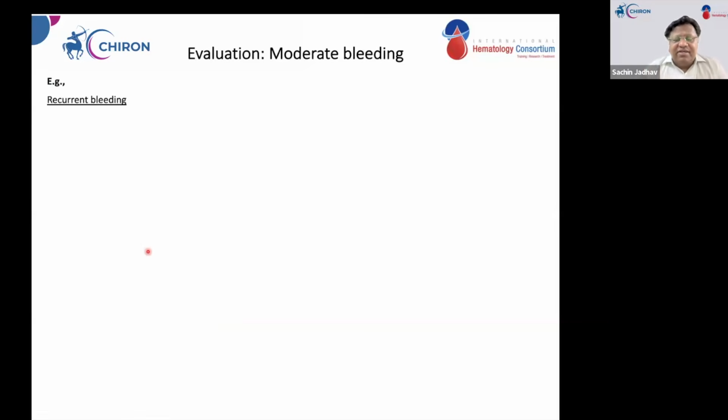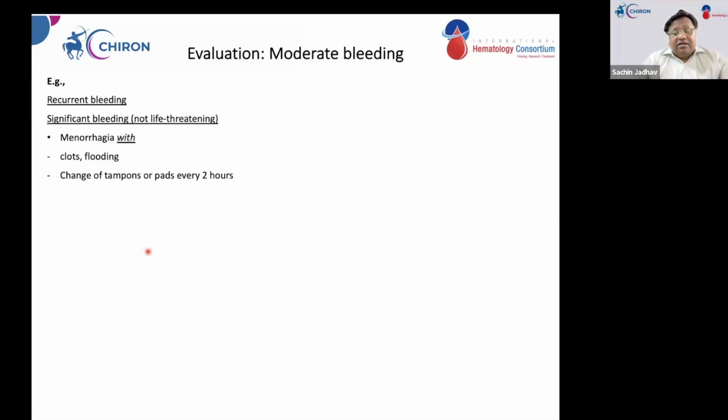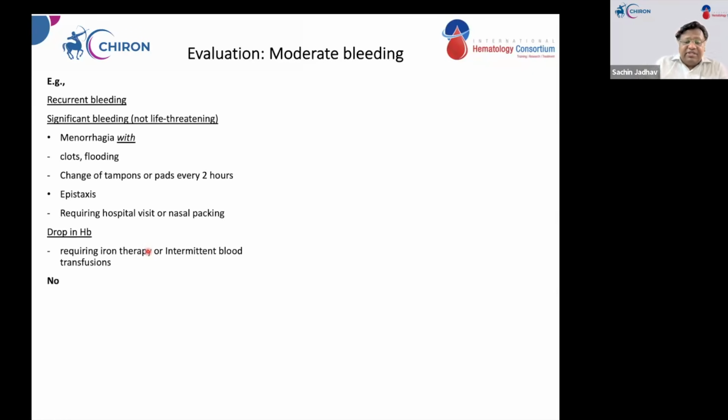What about moderate bleeding? Moderate means, yeah, it's recurrent. It does keep coming up, but it's not life-threatening. I have some menorrhagia, the lady may say, and sometimes it's really bad. She may say, I have to change 3, 4 pads in a day, sometimes more than that. Epistaxis may be a lot in some patients, requiring hospital visit, nasal packing. There even may be a drop in hemoglobin, and they will say, yeah, every 3, 4 years I need a blood transfusion or I need iron tablets.